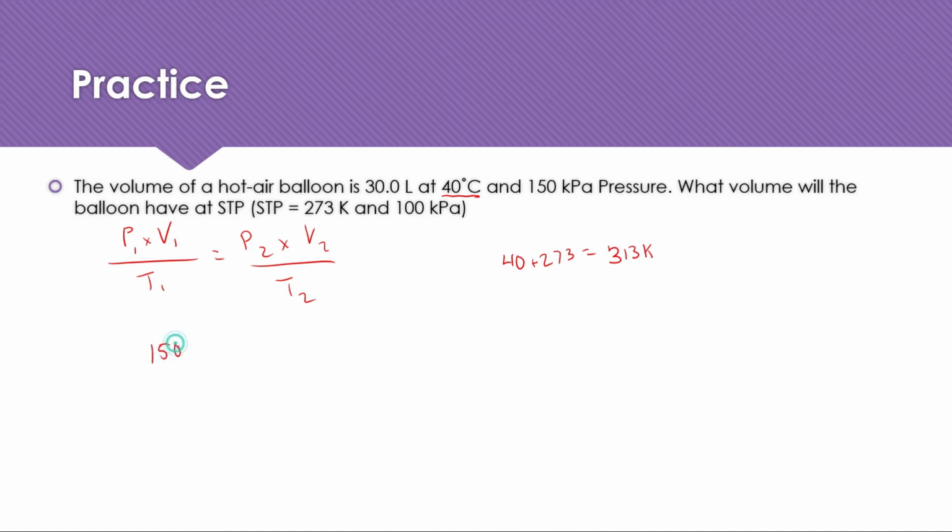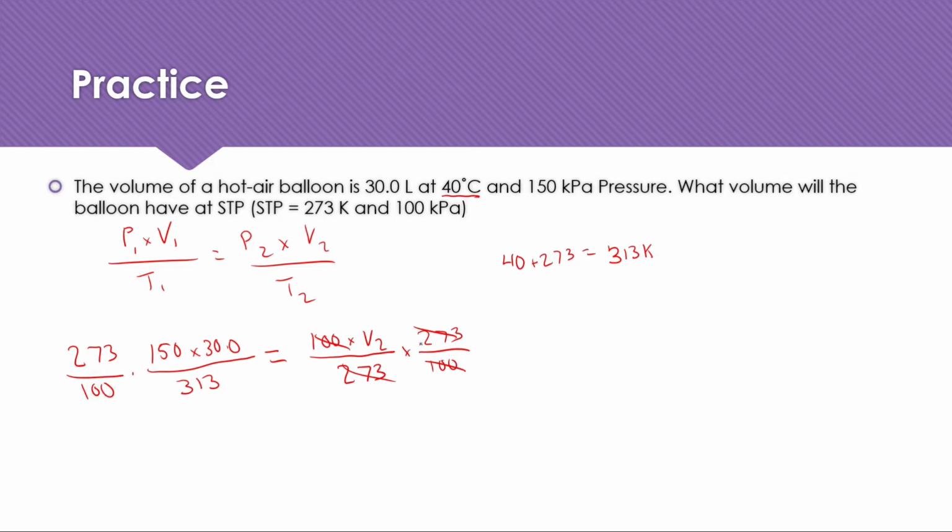We have 150 times 30.0 over 313 equals, our pressure at 2 is 100 times V2, which is what we're trying to solve for, divided by T2, which is 273. So all we've got to do is multiply this by 273 over 100, cancel, cancel, cancel, cancel, times 273 over 100. And that whole thing, if we solve that out, is going to leave us with V2 equals about 39.2 liters.